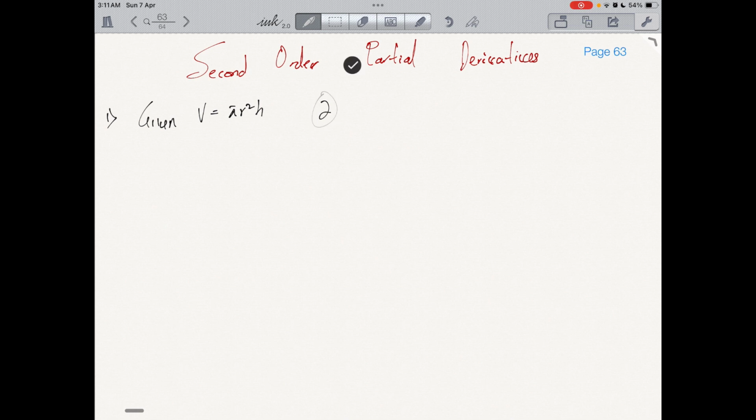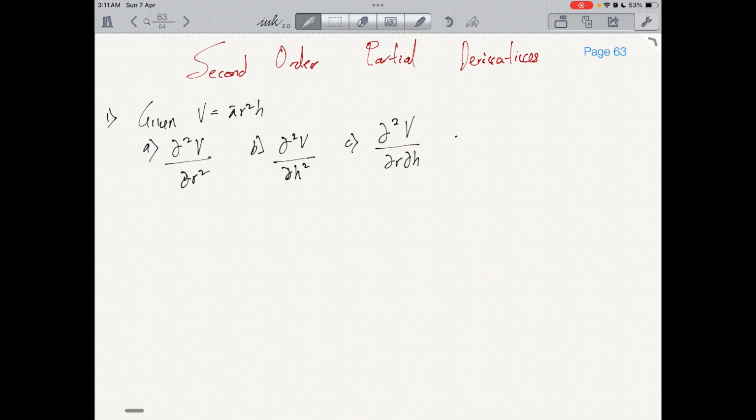There are four forms of second order partial derivative: the squared V, the r squared; the squared V, the h squared; the squared V, the r, the h; and the squared V, the h, the r.